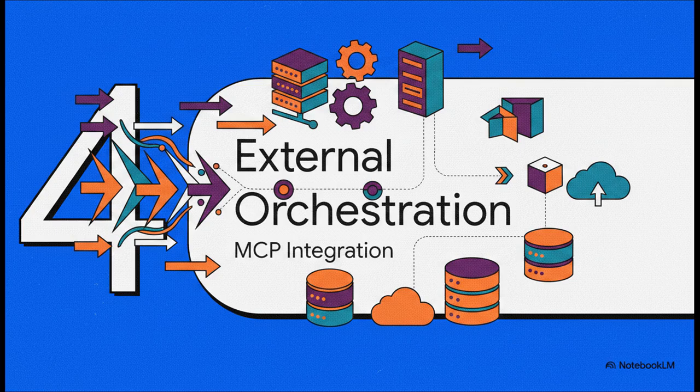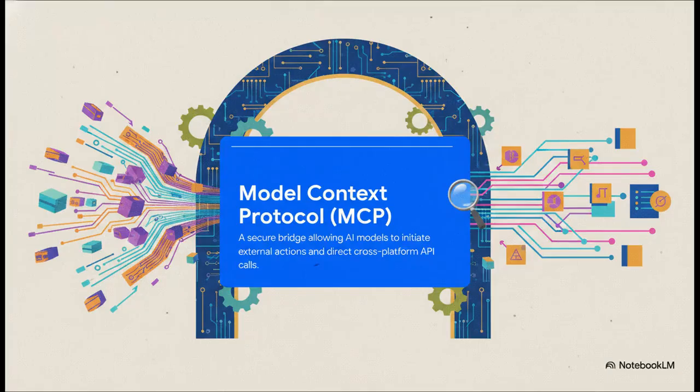Ascending to the integration layer, Part 4. External orchestration via MCP. The Model Context Protocol, or MCP, is a standardized, highly secure bridge. It radically upgrades AI models from being read-only entities into active initiators of external actions and cross-platform API calls. For engineers and system architects, MCP is the definitive gateway. It completely transforms what was once a static workspace into an active system-to-system orchestrator fully capable of securely pushing complex state changes out to your entire external technology stack.